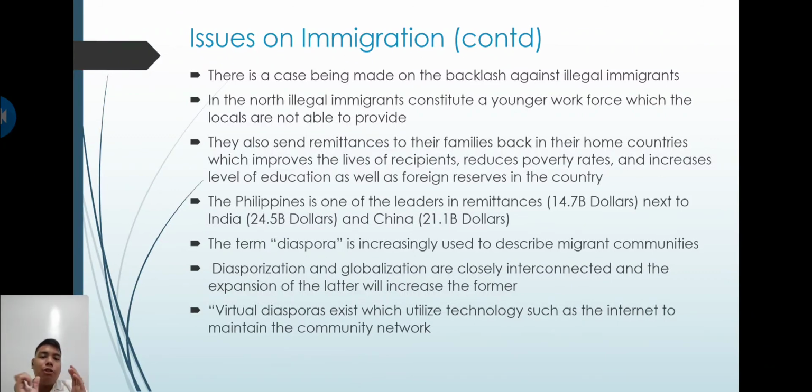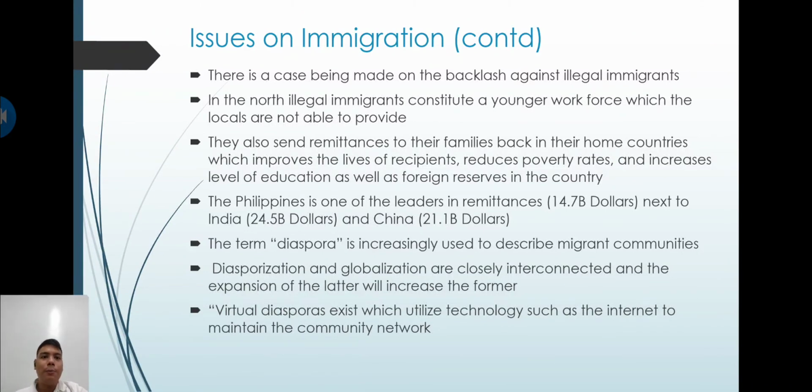They also send remittances back to their home countries, lifting those people or their families out of poverty. This can improve the lives of those recipients, reduce the poverty rate, and increase the level of education as well as foreign reserves in the country. So in other words, it's good for everyone involved back in the home country.